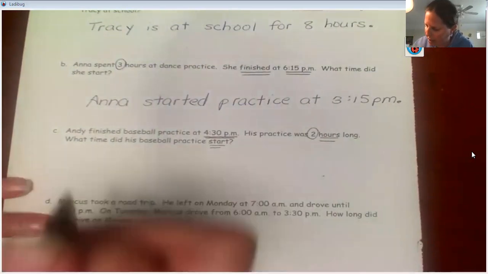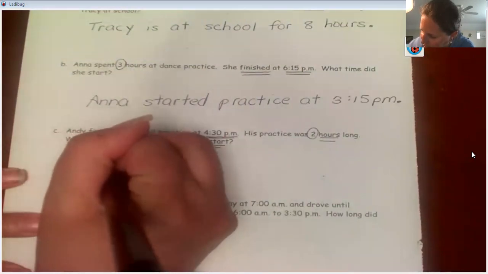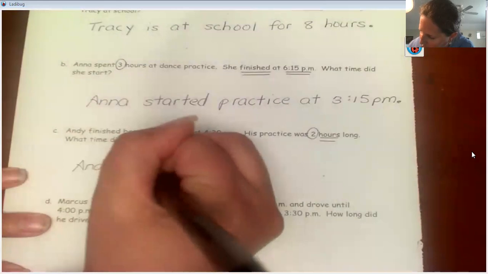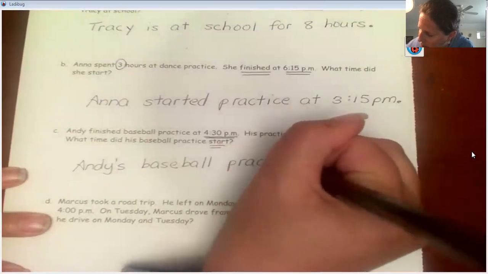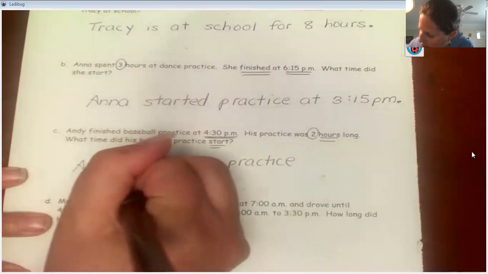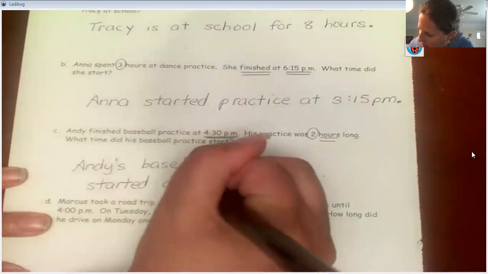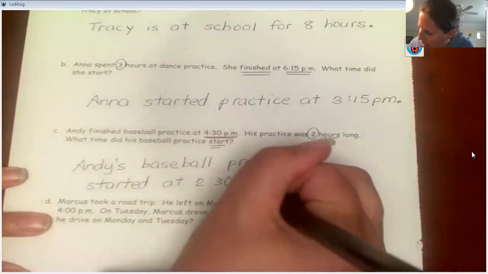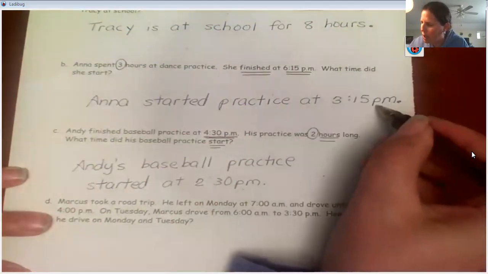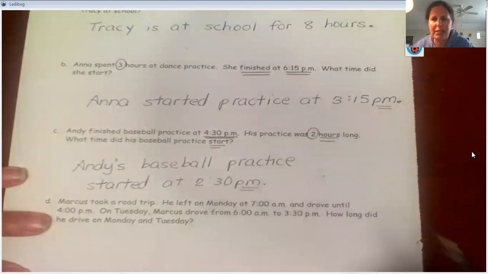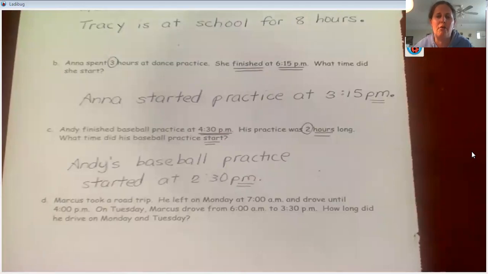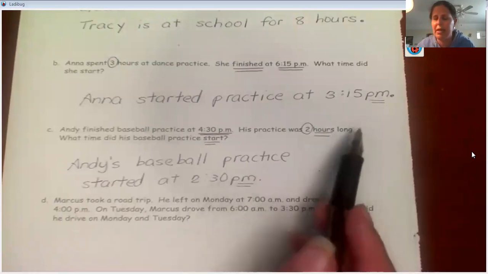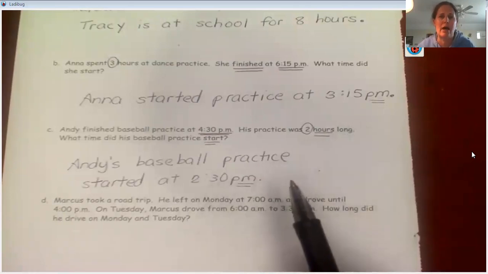to 2:30. So answering in a statement, Andy's baseball practice started at 2:30 p.m. And notice for both of these, I've included p.m. because it's like when we measure, and we talk about using the correct unit, like inches or centimeters. If I don't identify PM or AM, we really don't know what time.